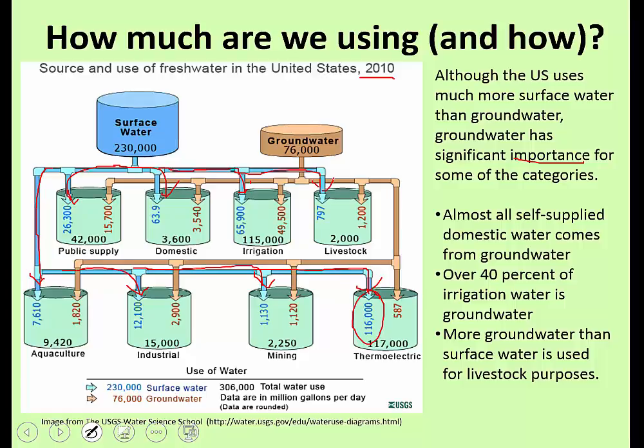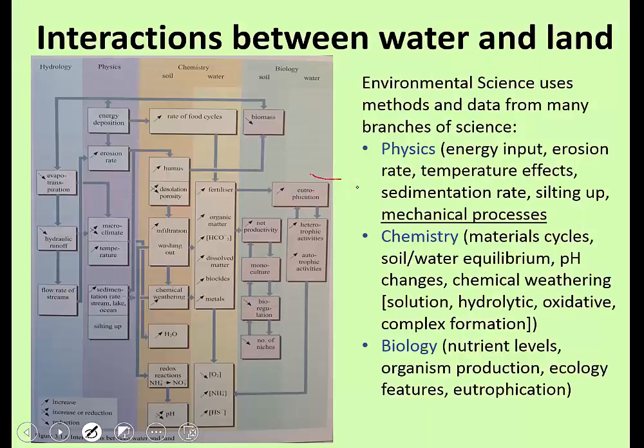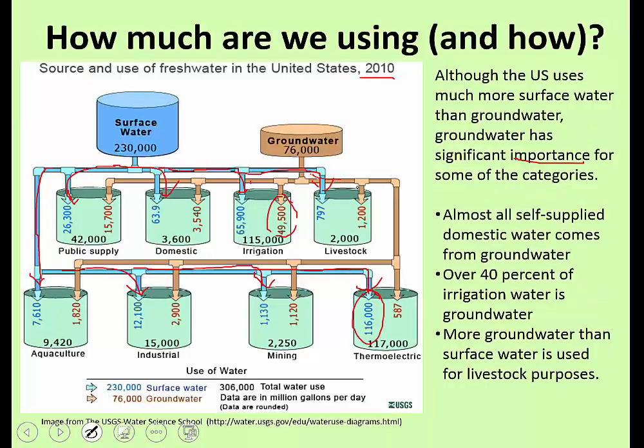Now, if we look at groundwater, though, over 40% of the water we use for irrigation comes from groundwater rather than surface water. Also, used for livestock is coming from groundwater. That's a fairly large amount. Okay, domestic.